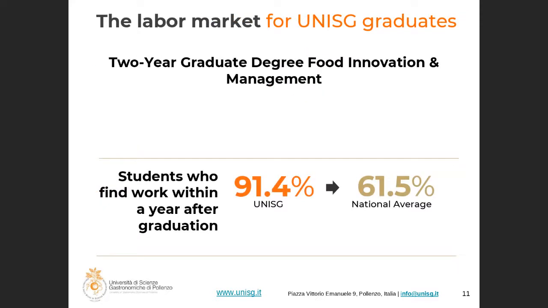If we compare the percentage of students who found work within a year after graduation with the national average, we find that the value is quite positive, because more than 90% of our graduates found work within a year after graduation. This does not mean that the remaining 8.6% did not find any work, because a part of students decide to continue with their education by attending a 1-year master or a PhD program. So it does not mean that there is a part that remains unemployed. This is true both for the UNISG percentage and for the national average.